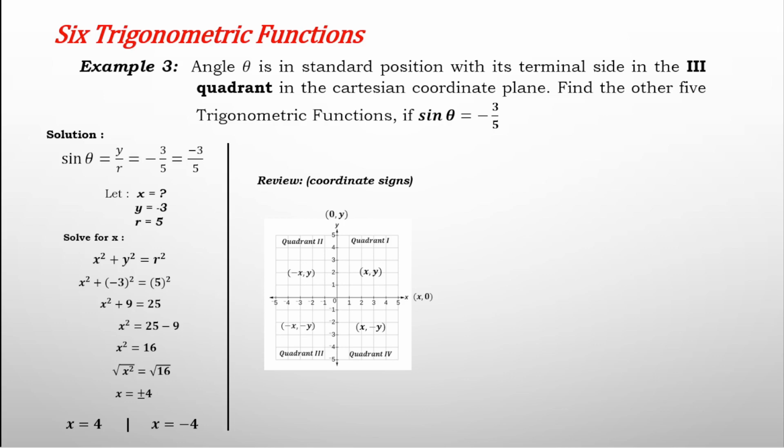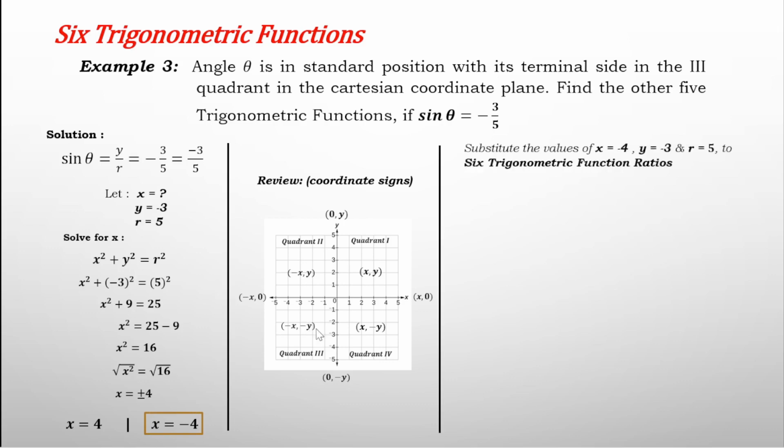The problem says that the terminal side of an angle theta lies in the third quadrant. It means that in the third quadrant, x is negative and y is negative. Then we are going to choose x is equal to negative 4. So let us now substitute the value for the x, which is negative 4, the value for the y, which is negative 3, and the value for the r, which is equal to 5, into the 6 trigonometric functions. So these are the 6 trigonometric function ratios.